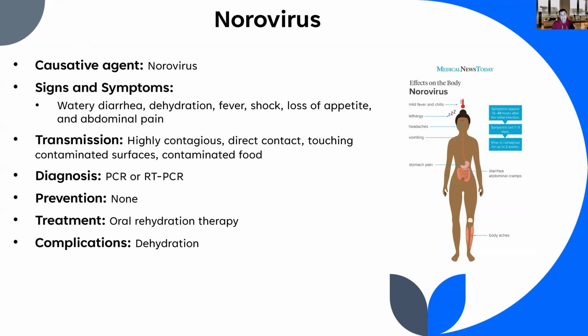All right. Now we're moving on to norovirus. So norovirus is an infection that I actually have a very good story about. Norovirus is a bit weird. It is a gastrointestinal infection that causes diarrhea, dehydration, shock, all those good things, a lot like rotavirus.